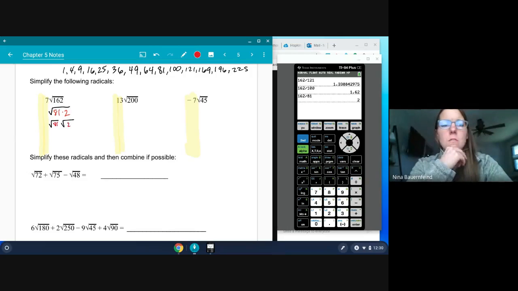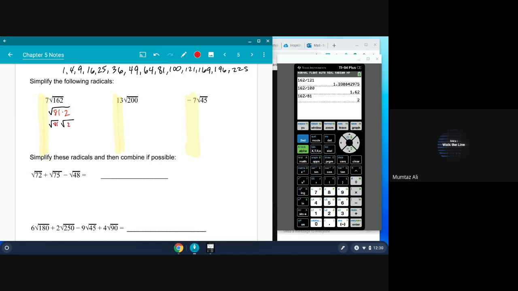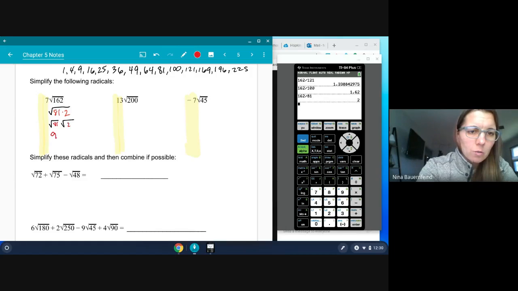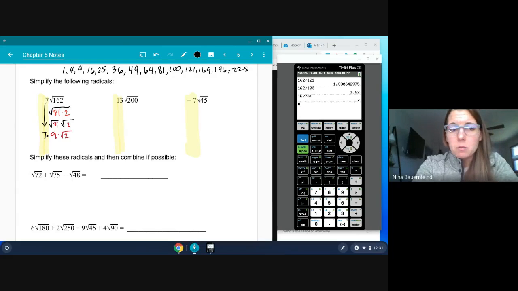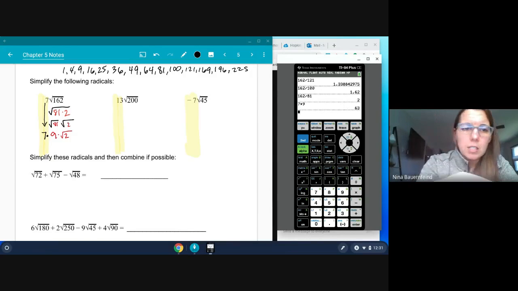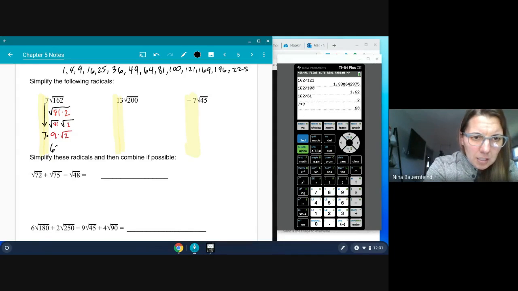What is the square root of 81? Nine. Yep. So we have 9 times square root 2. And then now we're just going to drop our 7 down. Okay. So the last step is to multiply 7 times 9, which is 63. So we get 63 times the square root of 2.